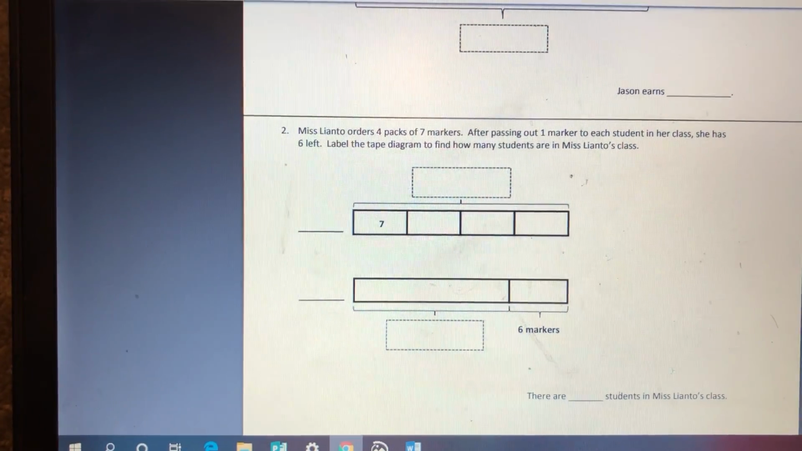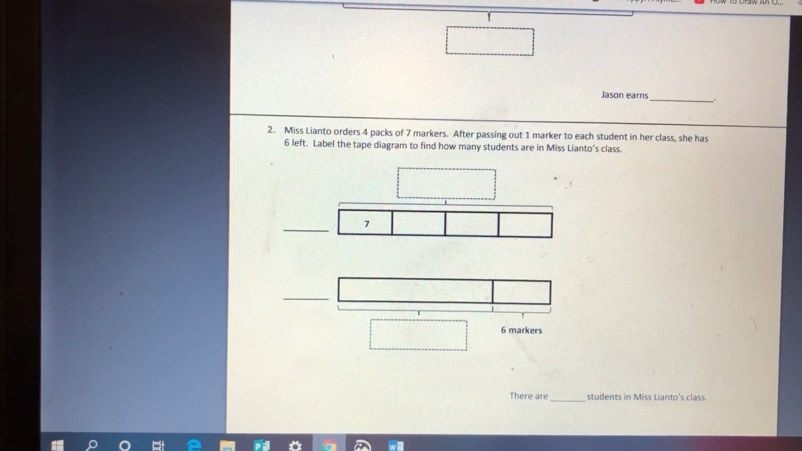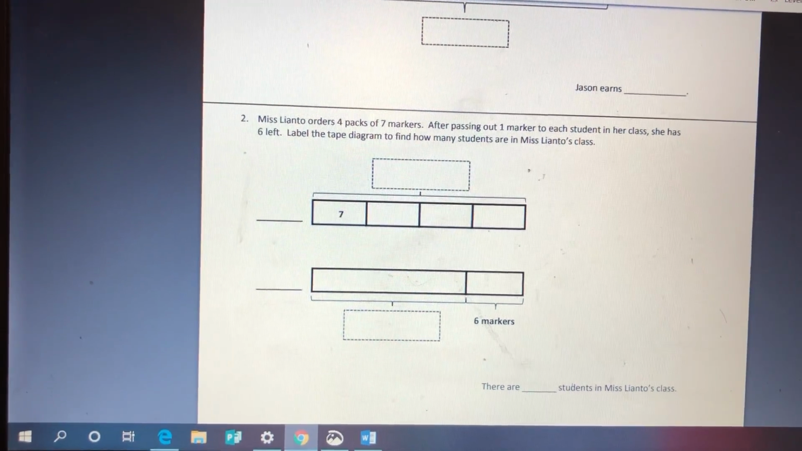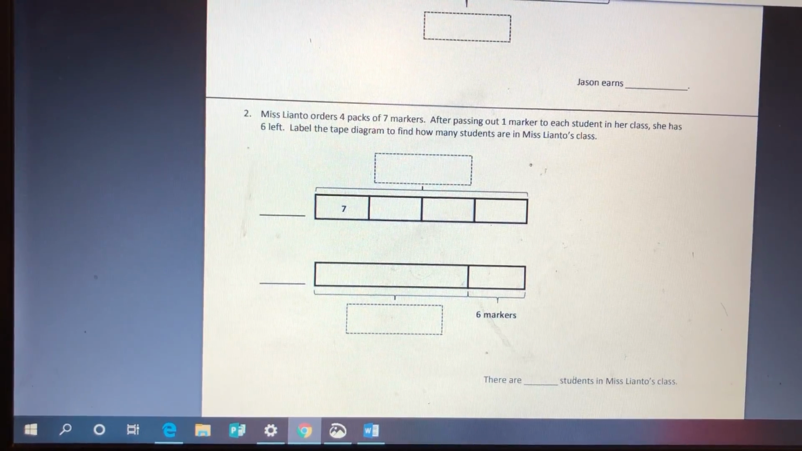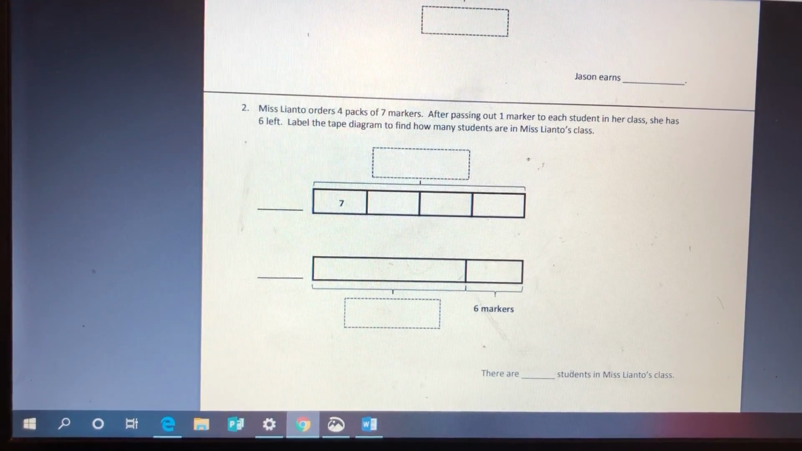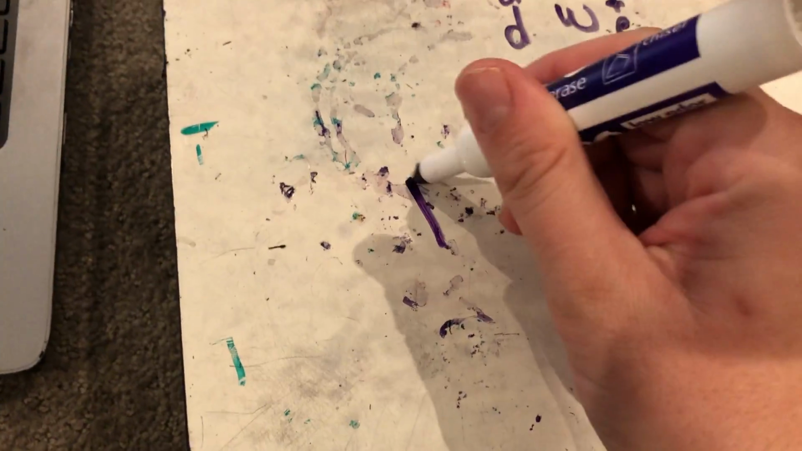Okay. Miss Leanto orders 4 packs of 7 markers. After passing out 1 marker to each student in her class, she has 6 left. Label the tape diagram to find how many students are in Miss Leanto's class. Okay, we read the question. So I have 4 packs of 7. So I'm going to draw a tape diagram.